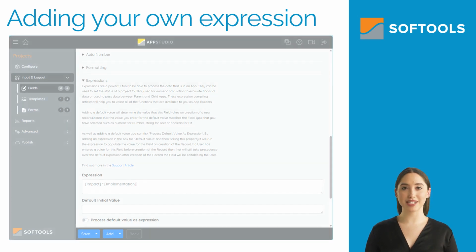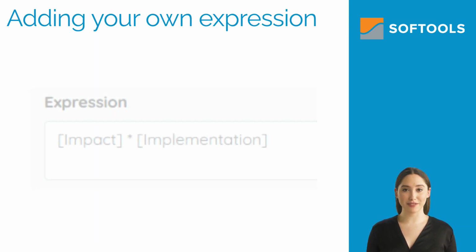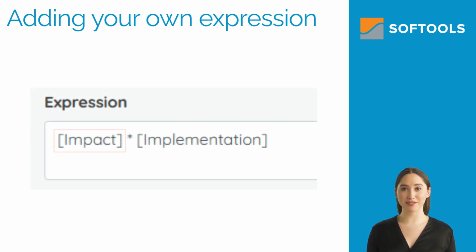Let's zoom in and break this down. The first field is impact. The label of the field is impact on business. But as stated in the previous slide, you need to use the identifier, which is simply impact. As with any field, the identifier needs to be enclosed in square brackets, like shown. The next section is the mathematical symbol, which is a star to show multiplication. Much like in Excel expressions, this will mean that the two fields on either side will be multiplied together.